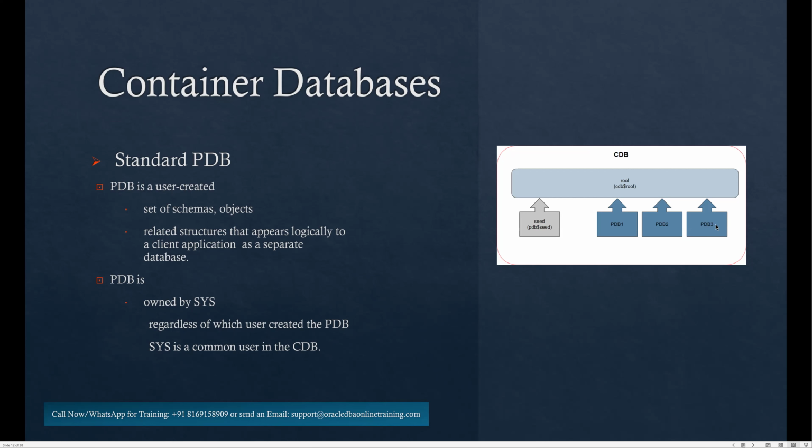So these PDBs will basically contain the same set of schema objects and related structures that appear logically to the client. For example, I previously talked about HR schema or sales schema. So let's say I want to always put sales related data in PDB1. So I can utilize this PDB for sales operation. For HR operation, I can utilize the second PDB. Suppose another application comes, that can also be put in the third pluggable database. So logically related data basically resides in each of the pluggable databases. That is the standard pluggable database creation.